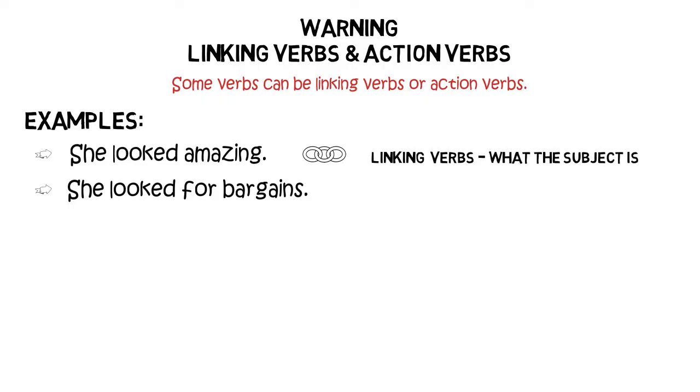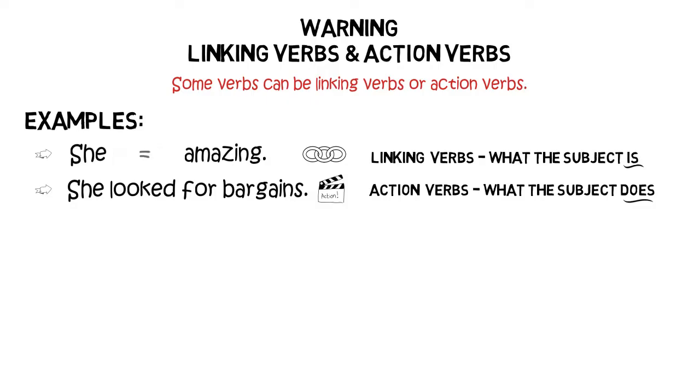So if you remember, a linking verb tells us what the subject is. It describes it or identifies it. An action verb tells us what the subject does. So if we look at this example, she looked for bargains. It's what she is doing. If you look at the top example, it's a bit like that equal sign. She looked amazing. It tells us what the subject is.